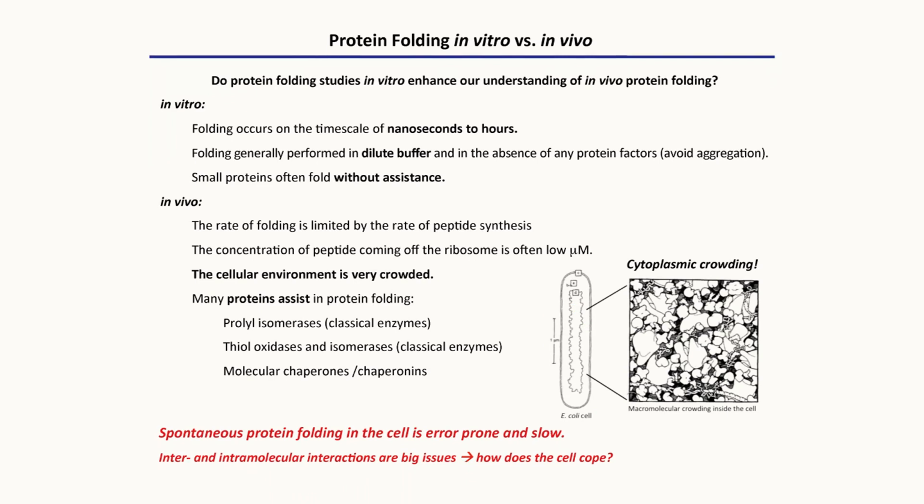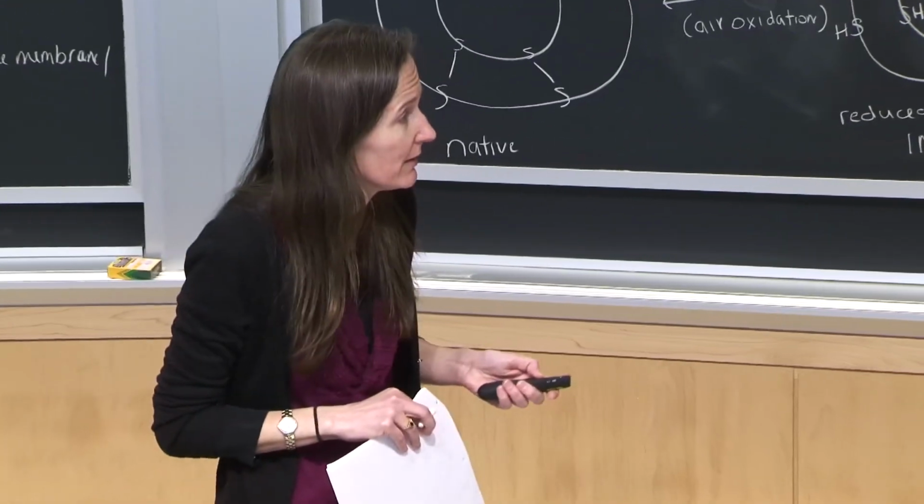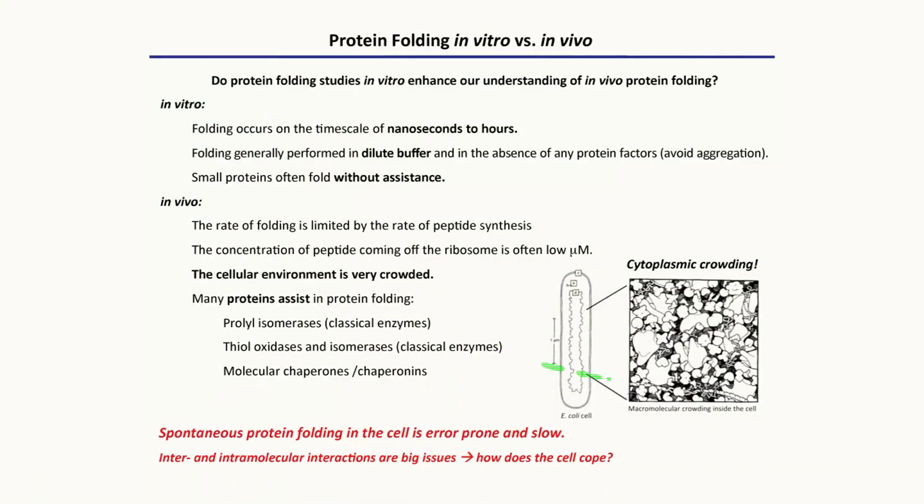Okay, and as a consequence of this crowding, there are many proteins that help in folding, especially the chaperones. We'll see that a number of these chaperones protect the polypeptide that needs to be folded from this environment here. So a take-home is that spontaneous protein folding in the cell is error-prone, if it were to happen, and that inter- and intramolecular interactions are a big issue. And so these chaperones are available to help overcome these issues here.